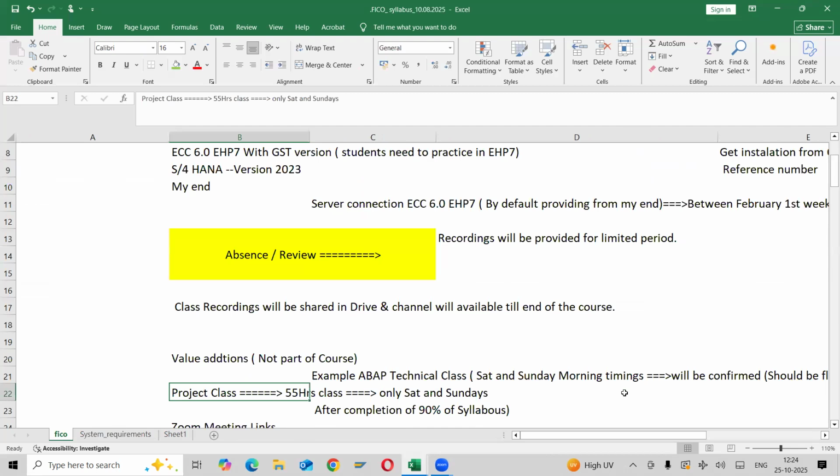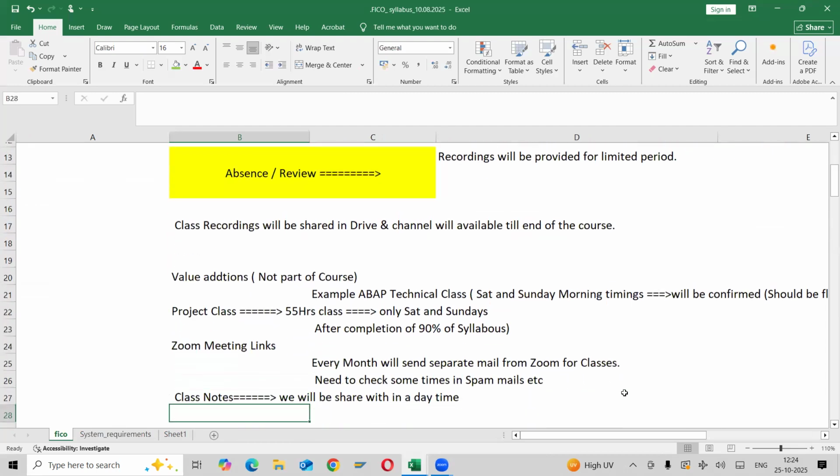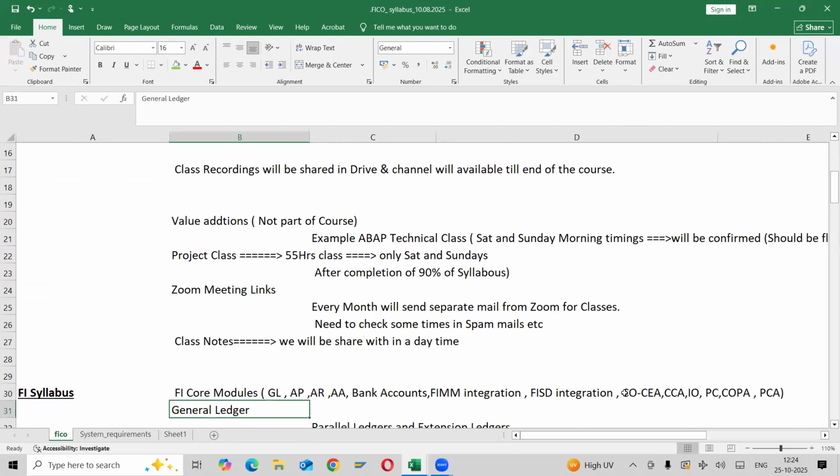Clear? And next, the Zoom link will be provided every month to your email ID or in the group, so you can use that. Okay. And same thing, class notes will be shared within a day to your email IDs. Whatever email IDs you are going to provide, to those email IDs you are going to get the class material. So we will have two things: one is class material and the other is working notes. Clear? Both things you are going to get.